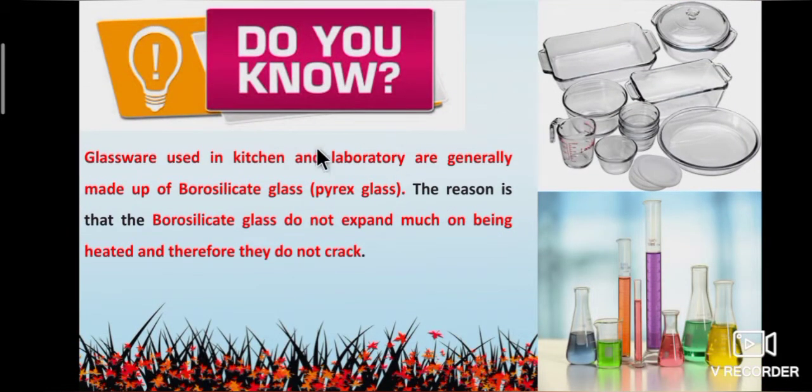Do you know, students? Glassware used in kitchen and laboratory are generally made up of borosilicate glass, otherwise called Pyrex glass. The reason is that the borosilicate glass does not expand much on being heated and therefore does not crack.